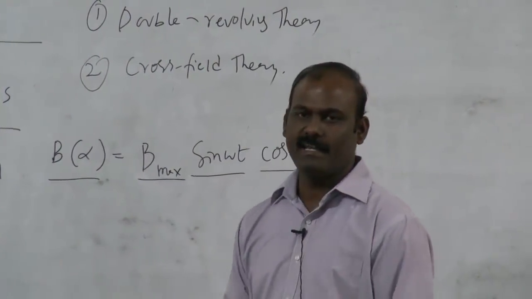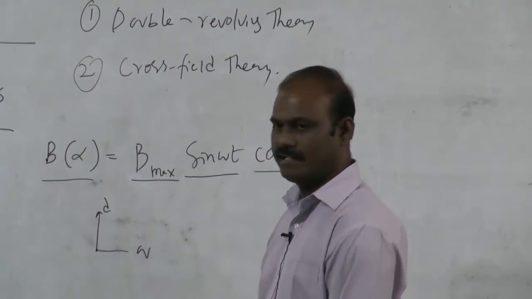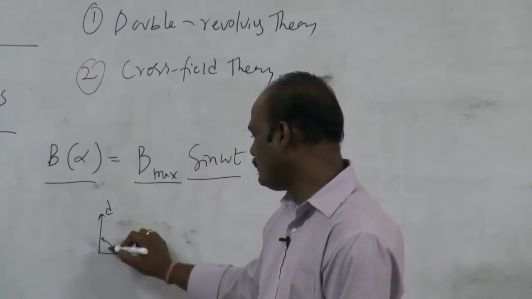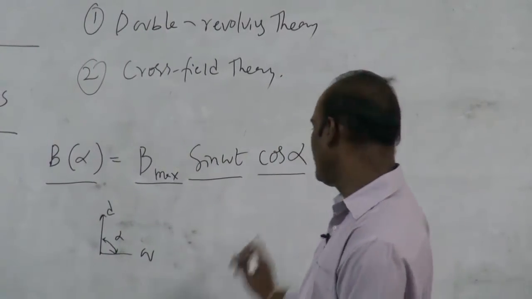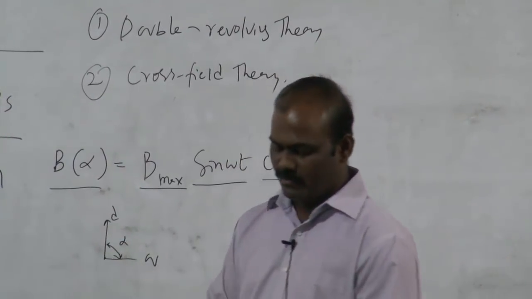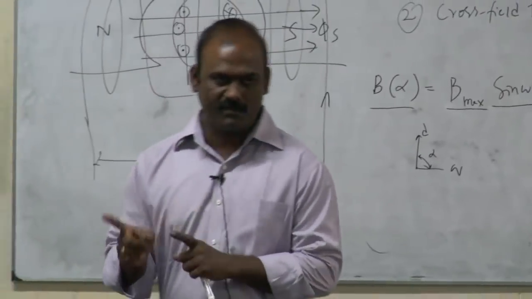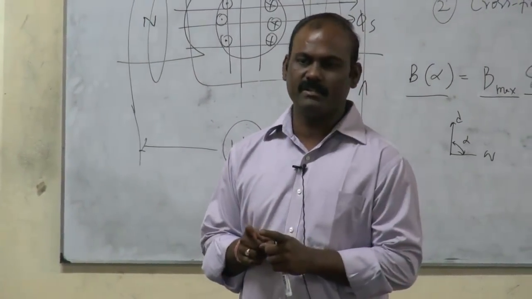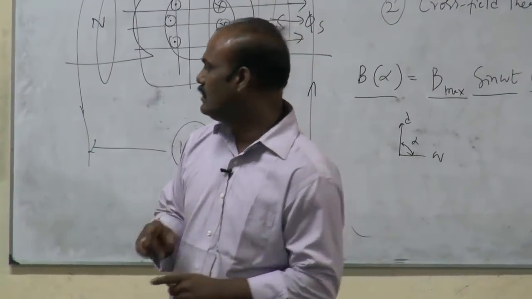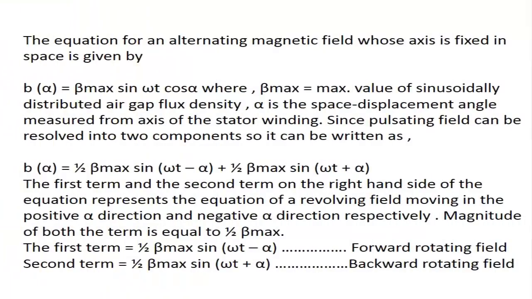Like a salient pole machine, one is the D axis, another is the Q axis. The angle between these two we are taking as alpha. That is your cos alpha. With this we can produce two components. One will be rotating in the forward direction, another will be rotating in the reverse direction. So the forward direction and reverse direction can be derived with that equation.